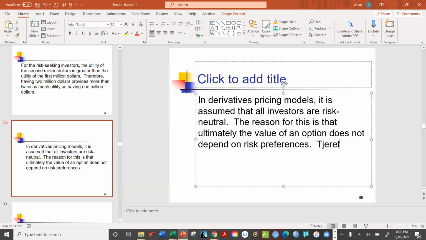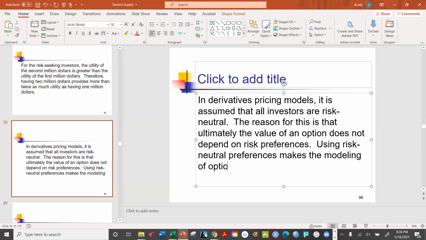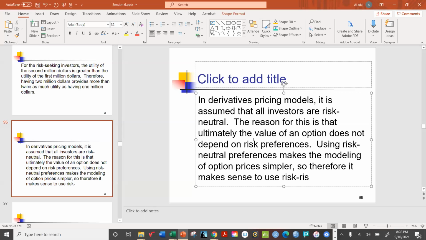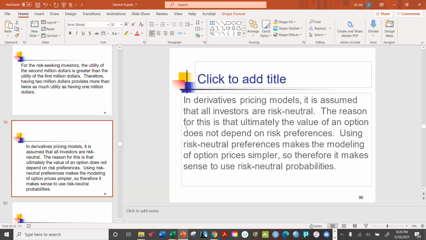So therefore, it turns out using risk neutral preferences makes the modeling of option prices simpler. So therefore, it makes sense to use risk neutral probabilities. In other words, since risk preferences are irrelevant, why not just use the simplest case, which is risk neutral?